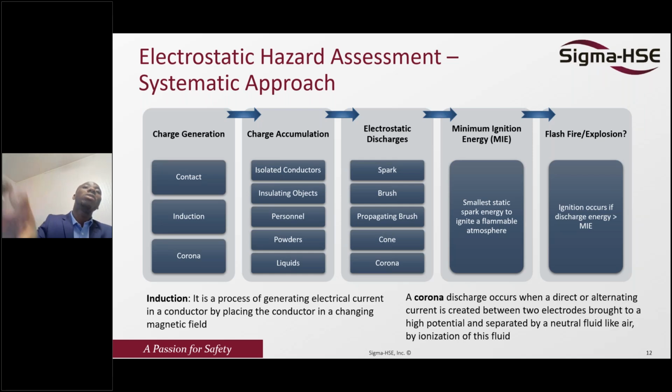So I try to induce the material to generate a charge or to accumulate a charge. That is for induction. Then I also have another way where I can generate a charge, which is a corona discharge. And corona discharge always happens in a fluid-like medium. It occurs when a direct or alternate current is created between two electrodes brought to a high potential and separated by a neutral medium, such as air.